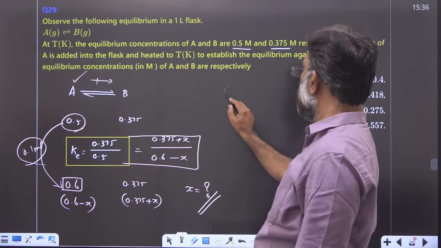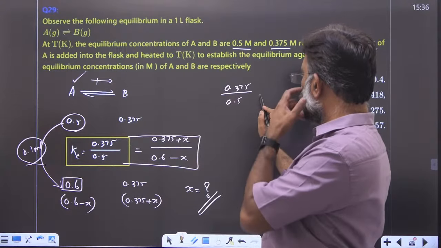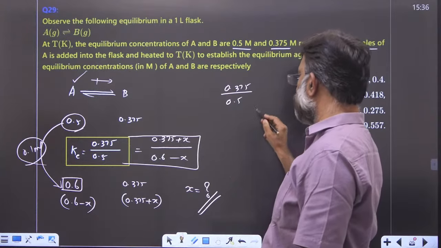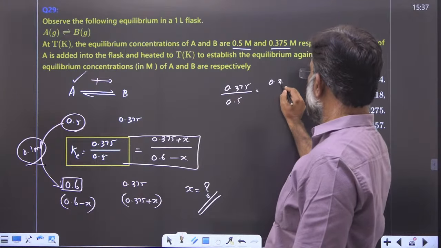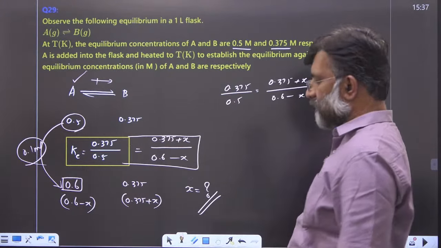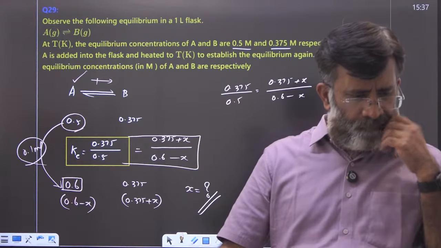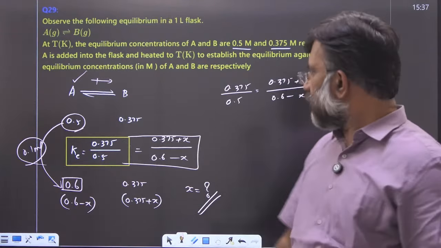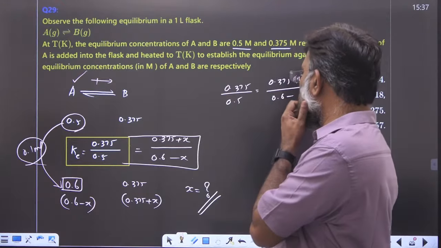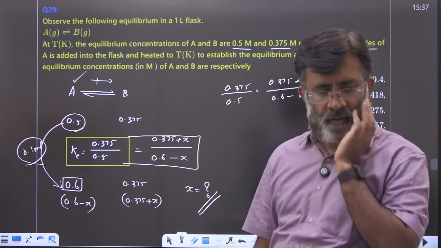Equate and find out. 0.375 divided by 0.5, is it double? 0.375 double. Kc is 3 by 4, that is 0.75. Double of 0.375 is correct, 0.75. That is equal to 0.375 plus X divided by 0.6 minus X.